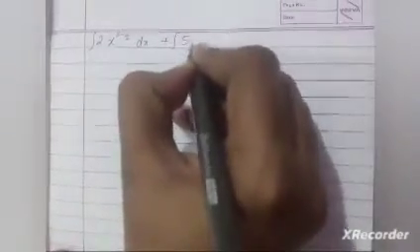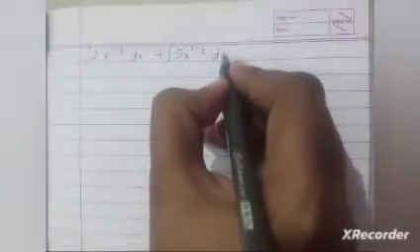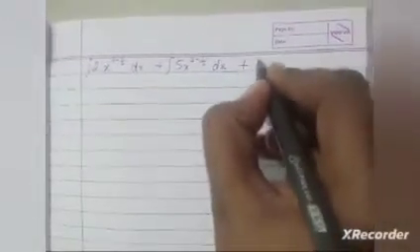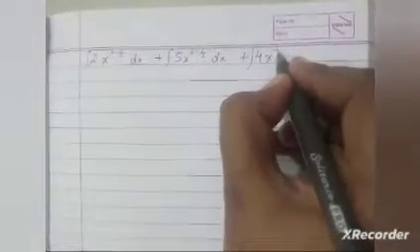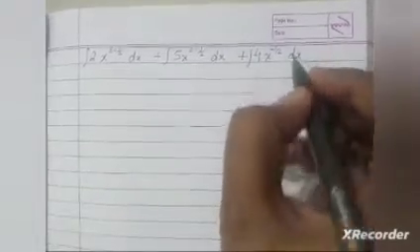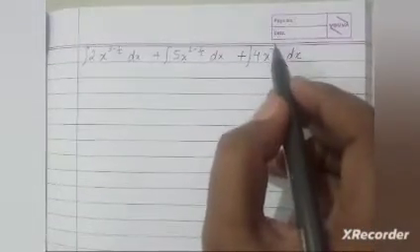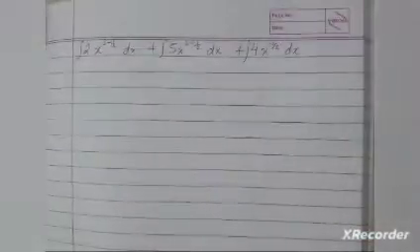Now we will take same integration 2x to the power 3 minus 1 by 2 dx plus integration 5x to the power 2 minus 1 by 2 dx plus integration 4x to the power minus 1 by 2 dx. Now we have taken the term from the denominator to the numerator, so it will be minus.